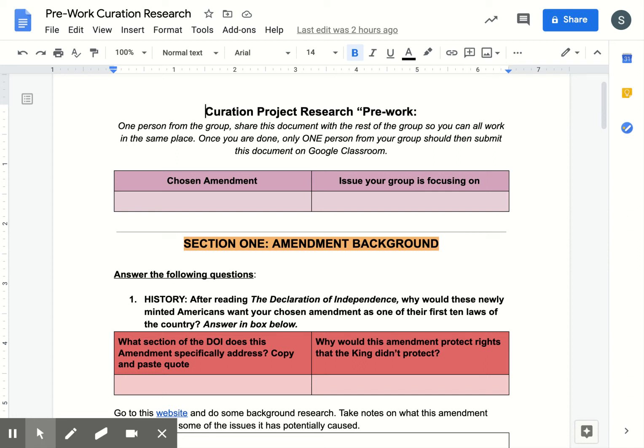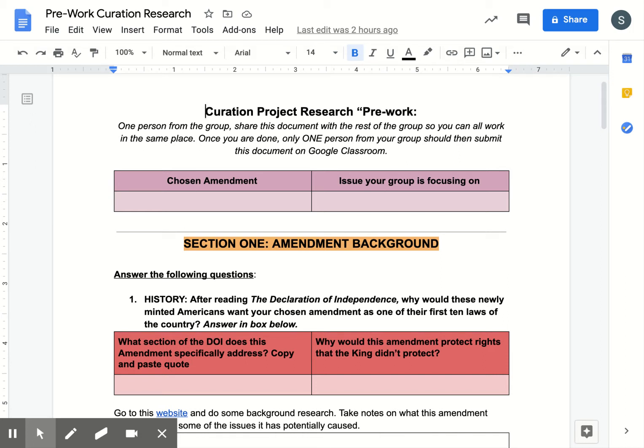All right, so today you guys are going to be focusing on your curation project research. This is the foundation or the skeleton of your entire project. You have to do this well and you have to do it thoroughly in order for the rest of your project to be strong and seamless.